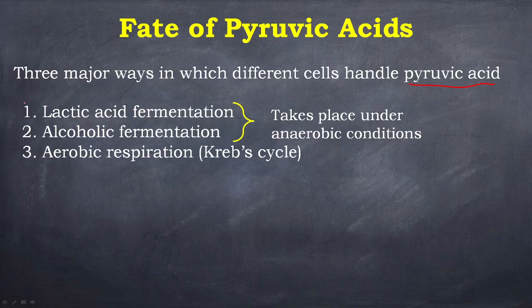Okay, so these are the three major ways in which pyruvic acid is handled by different cells. Those cells which prefer anaerobic conditions, right? They will undergo anaerobic respiration.